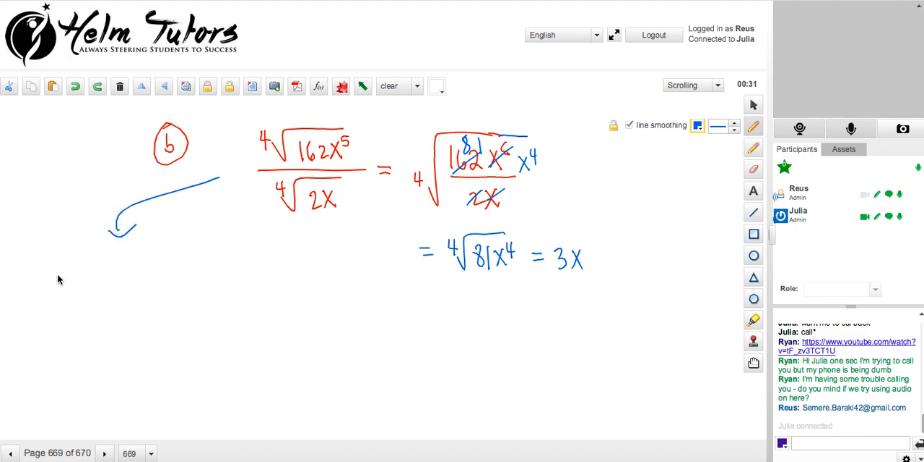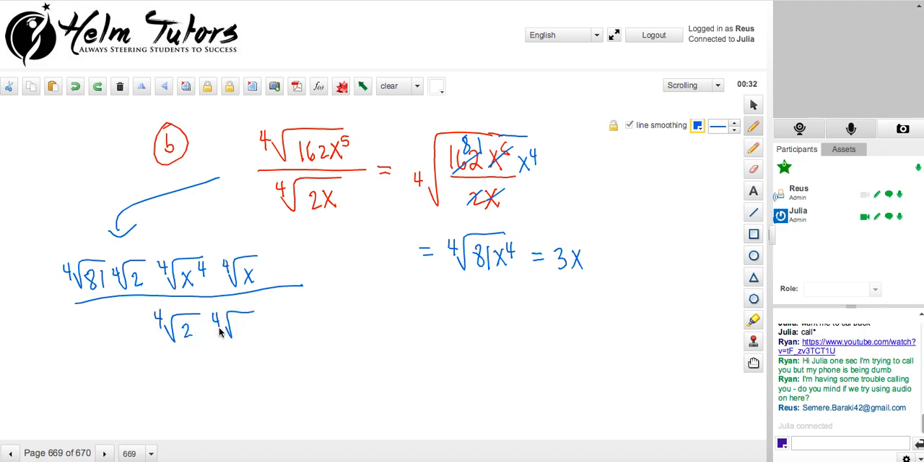Another option is, right where they're at in the numerator, you could try to break it up like this. You could do the fourth root of 81, and then the fourth root of 2. That's the 162 split into 81 and 2, and then the fourth root of x to the fourth, and then the fourth root of x. That way, x to the fourth and x make x to the fifth. And then the denominator, you wouldn't do anything. You would just keep it: the fourth root of 2, and then the fourth root of x.